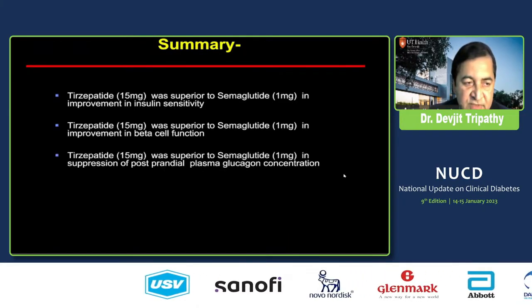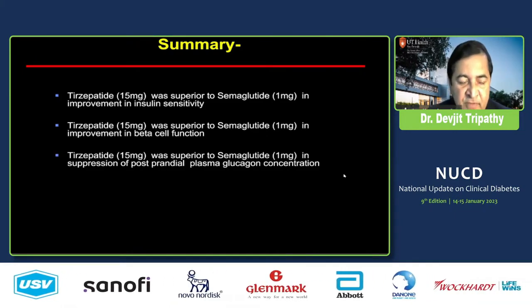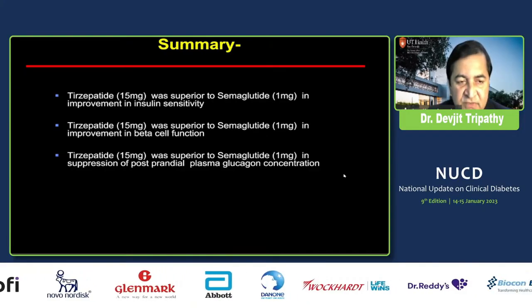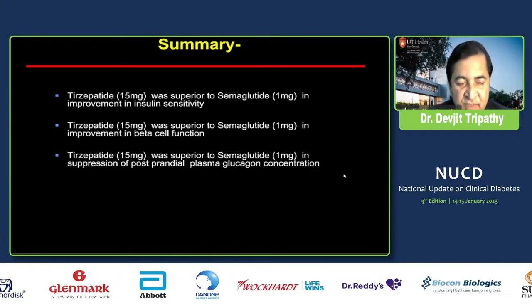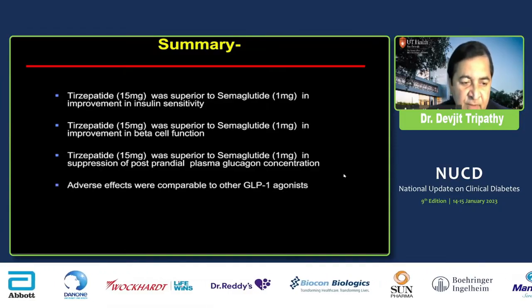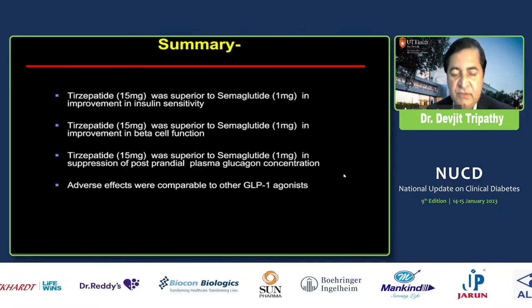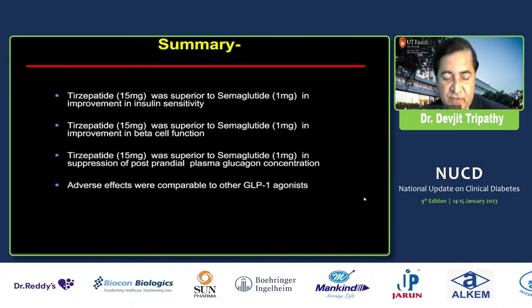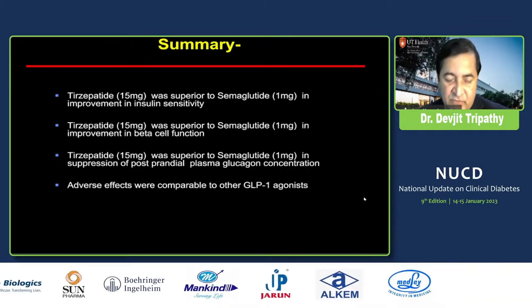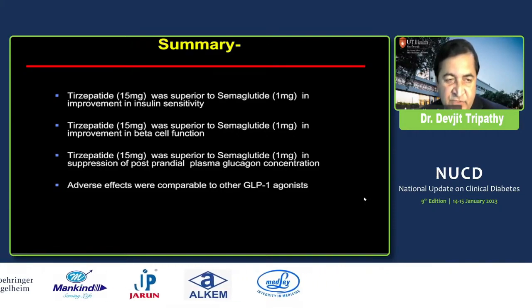So to summarize, tirzepatide is superior to semaglutide in terms of improving insulin sensitivity. But they have looked at the change in insulin sensitivity relative to the weight loss. So with similar weight loss, tirzepatide led to a greater improvement in insulin sensitivity than that of semaglutide. It also improved beta cell function better. And even though there's a GIP component here, there's a greater suppression of plasma glucagon with tirzepatide than with semaglutide. That could also be contributing to improved glycemic control. And the side effects are comparable to GLP-1 agonists.